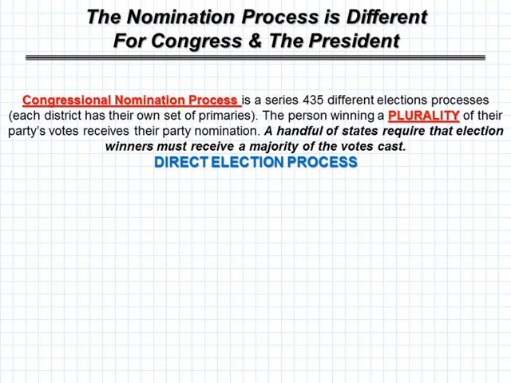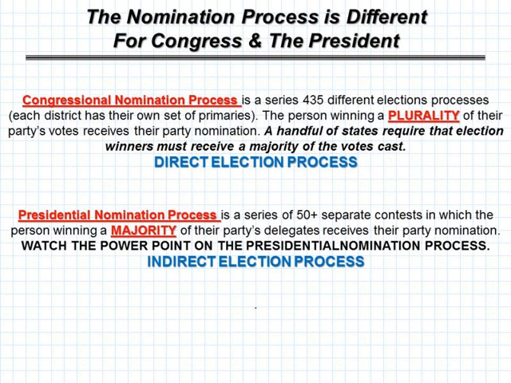At the end of the night when that primary or nomination contest is held, they count how many votes each person got for the Republican Party, and whichever person has won a plurality of the votes from the Republicans will become the Republican nominee. And they do the same process in the Democratic primary. So it's a direct process. It's a very simple process.